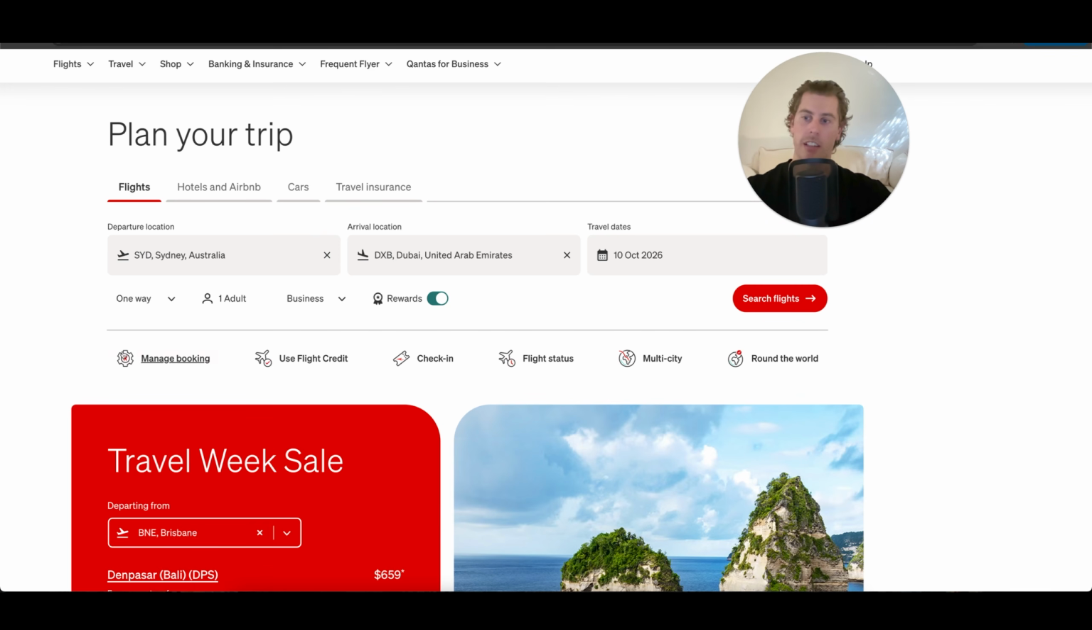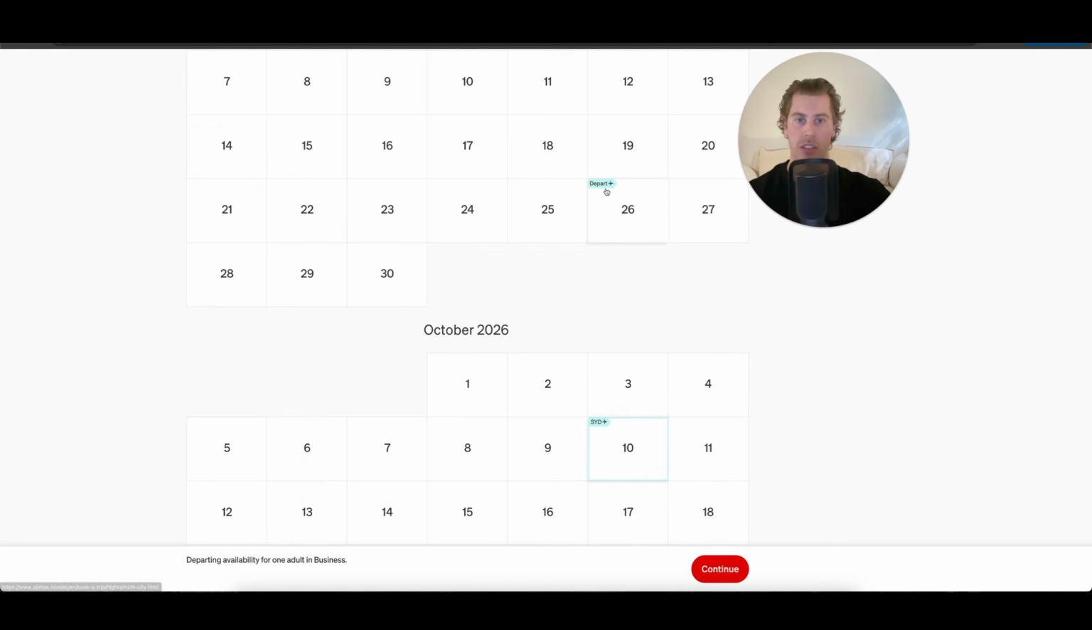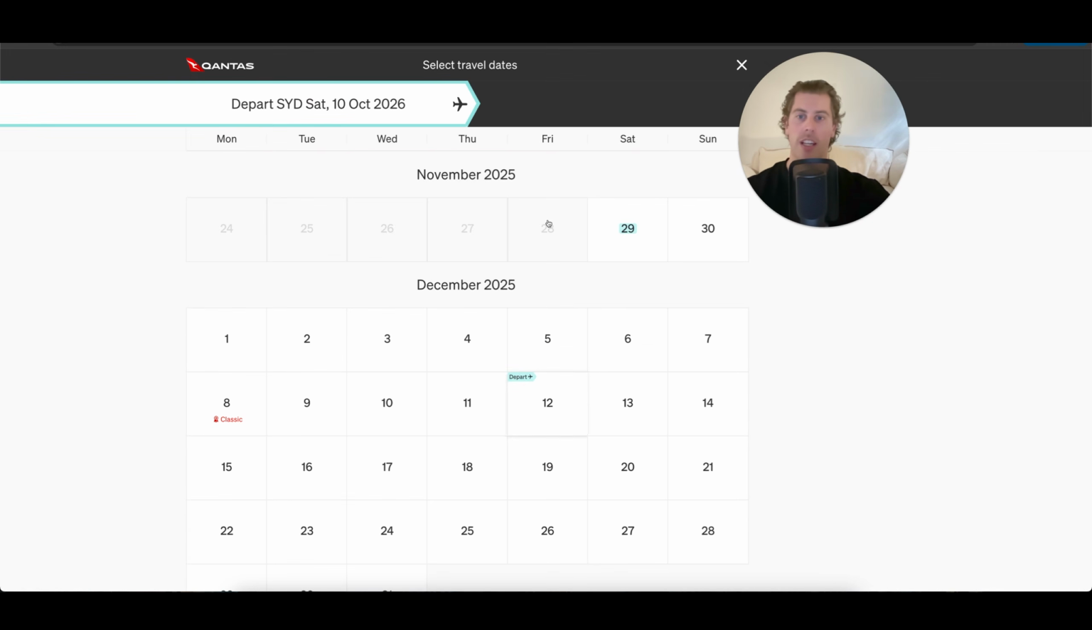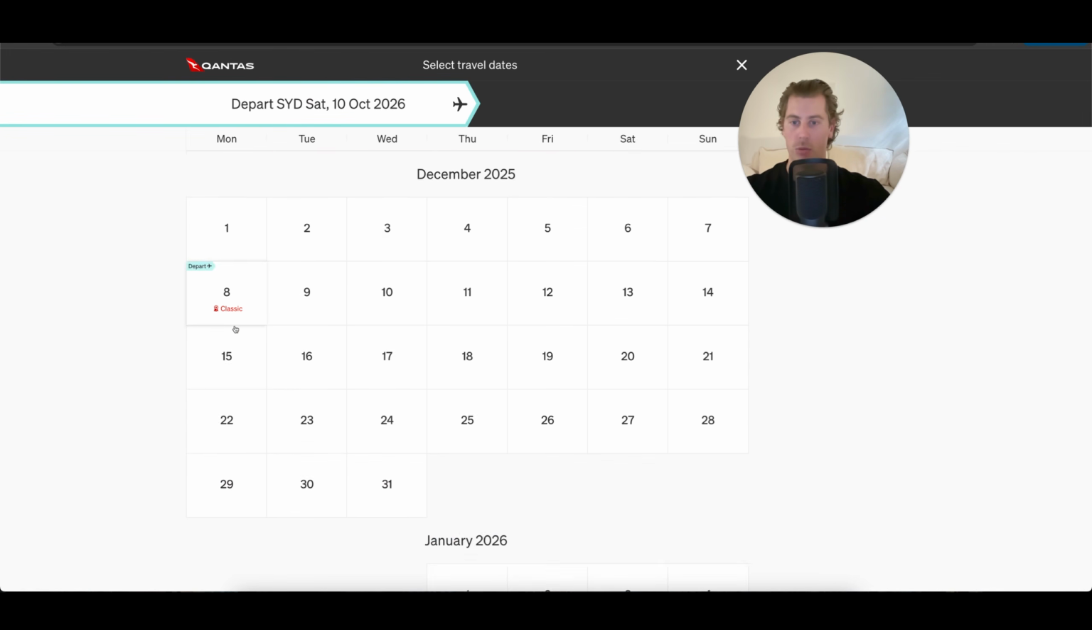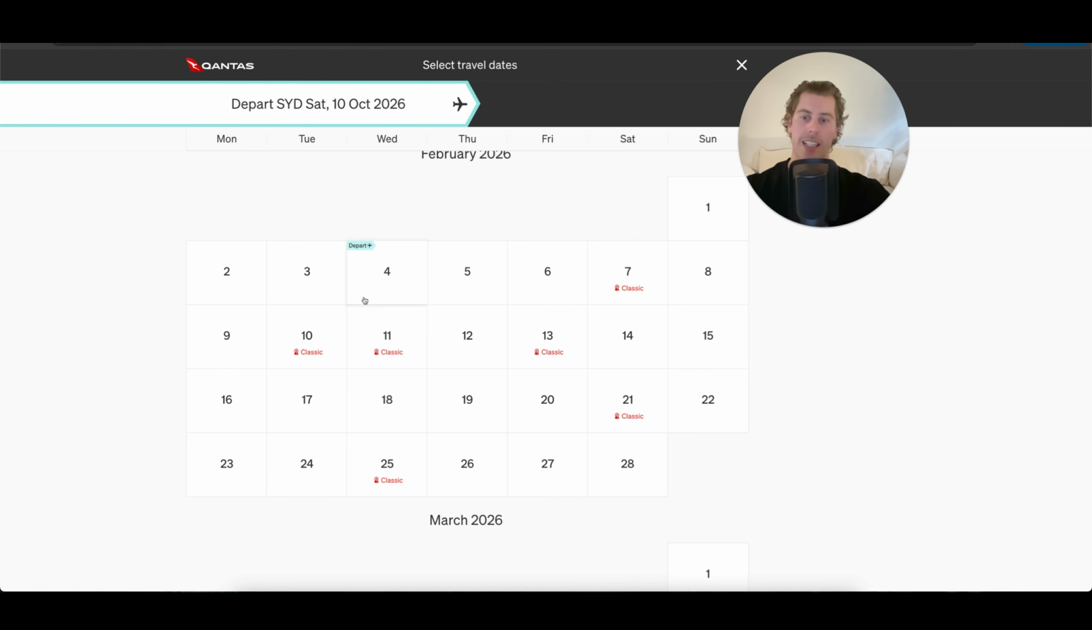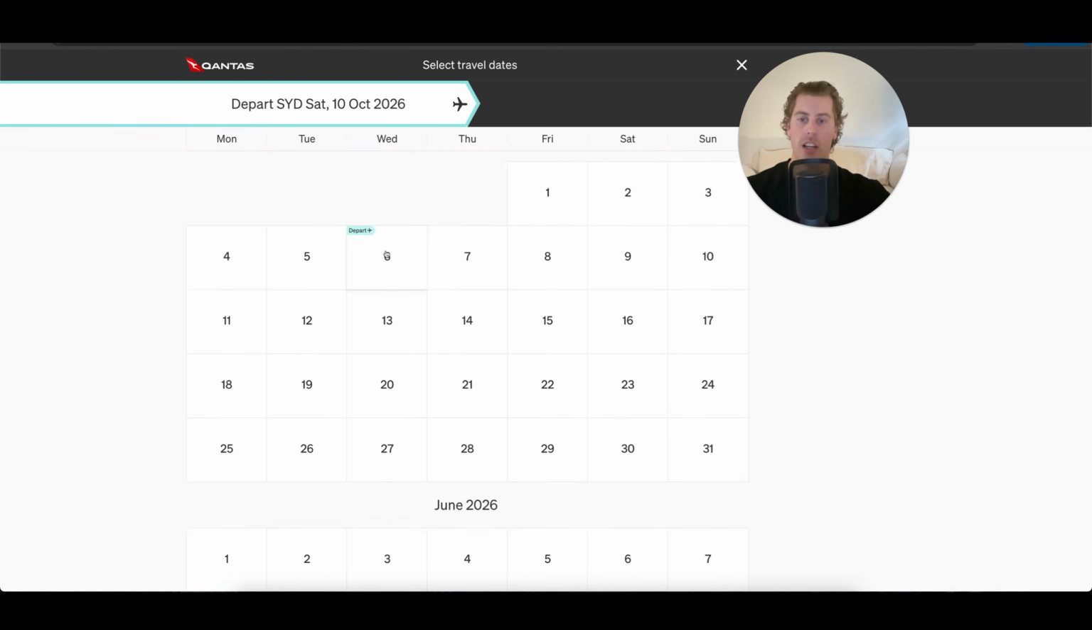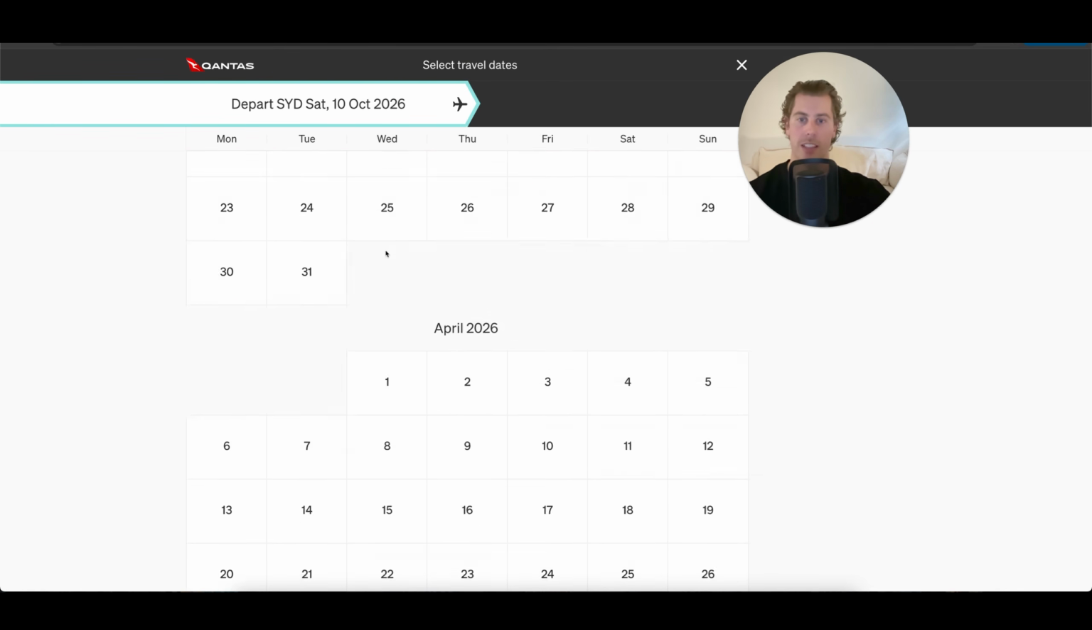So for this particular example, Sydney to Dubai, ensure that business class is ticked and also ensure that rewards here is selected. Then when we click on this dates calendar here, this will load up all of the flights available. Now what we're looking for are these little red ribbons here. These are the dates where this strategy is going to work. Locate a date with a little red ribbon.